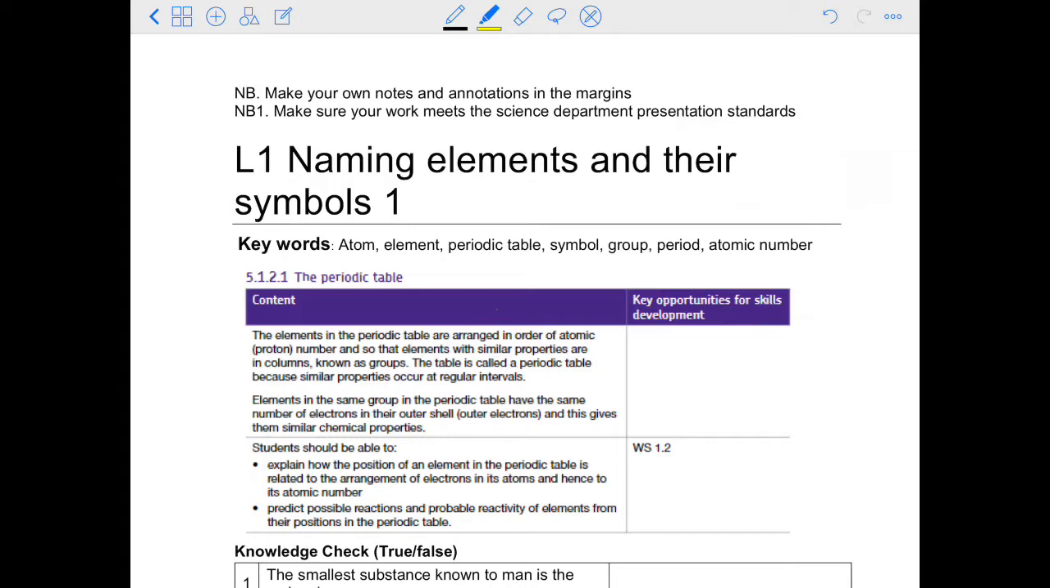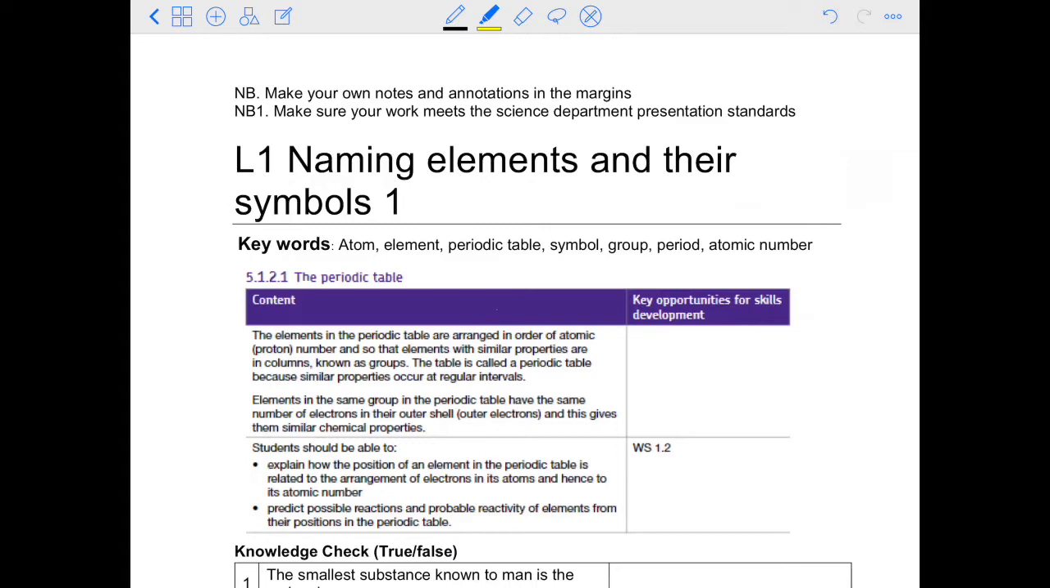Hopefully your teacher has provided it for you and you have this open with you, either in a paper copy or in a digital copy. So you'll notice Lesson 1 is titled Naming Elements and Their Symbols. You should have already gone through the periodic table and elements in previous years, so hopefully most of this should be a bit of a review with just some new bits added on.